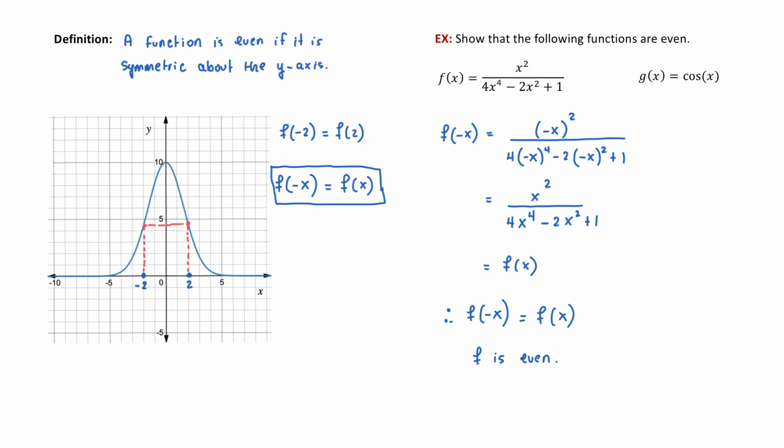It is that easy. Now we're going to go ahead and we're going to look at g of x equals cosine of x. We're going to follow a slightly different approach in this case, a less algebraic approach.